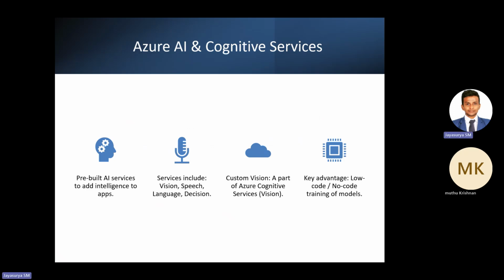And here we have a simple example and the explanation for Azure AI and cognitive services. The first thing is that we have pre-built AI services to add intelligence to applications, and the services include vision, speech, language, and decision-making processes. The third thing is Custom Vision, which is a part of the Azure Cognitive Services, coming under the cognitive services as a vision.